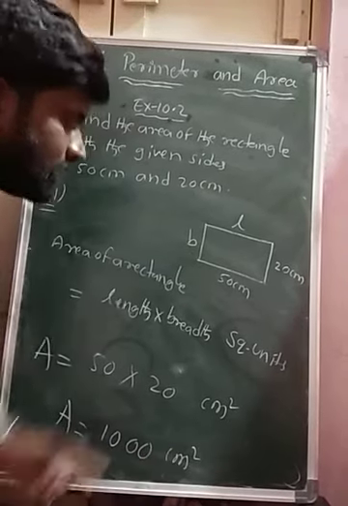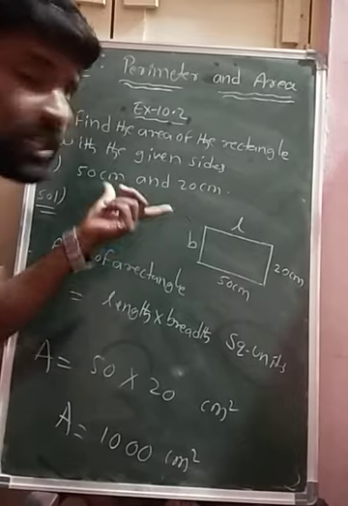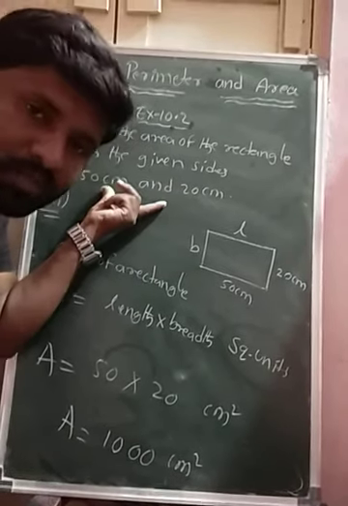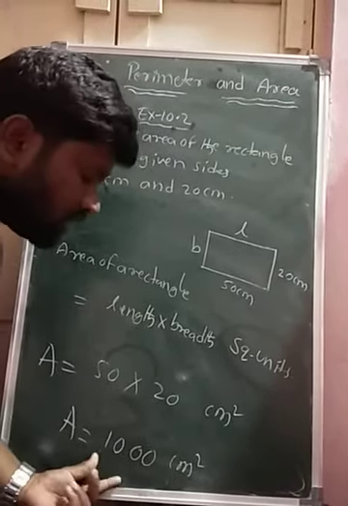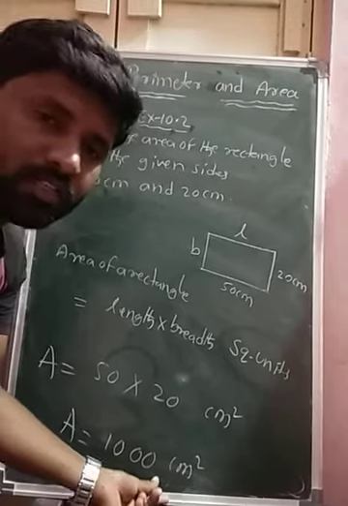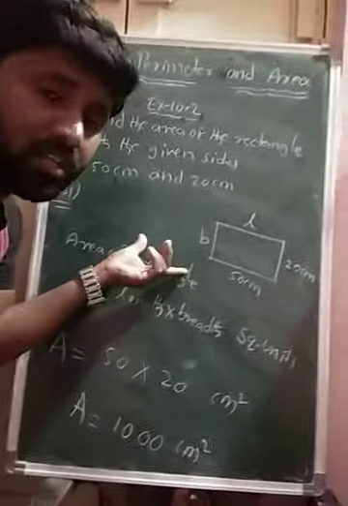Therefore the area of the rectangle with the given dimensions is 1000 square centimeter. So this is the required answer for the question.